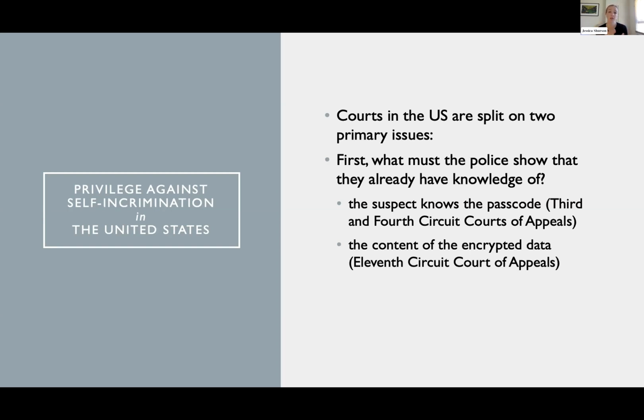Courts are split. The Third and Fourth Circuit courts of appeal have said that they only have to show the suspect knows the passcode. The 11th Circuit has said that the police have to show that they know what the content of the encrypted device contains.